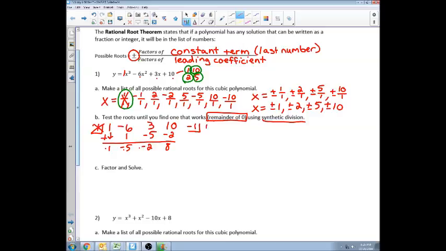If I have negative 1, I'm going to use the same coefficients: 1, negative 6, 3, and 10. Those all came from our example 1 up here. Give myself some space, drop the 1. 1 times negative 1 is negative 1. Negative 6 plus negative 1 is negative 7. Negative 7 times negative 1 is positive 7. 3 plus 7 is 10. 10 times negative 1 is negative 10. 10 minus 10 would be 0. Now, that did give us 0. Our remainder is 0. So this did work.